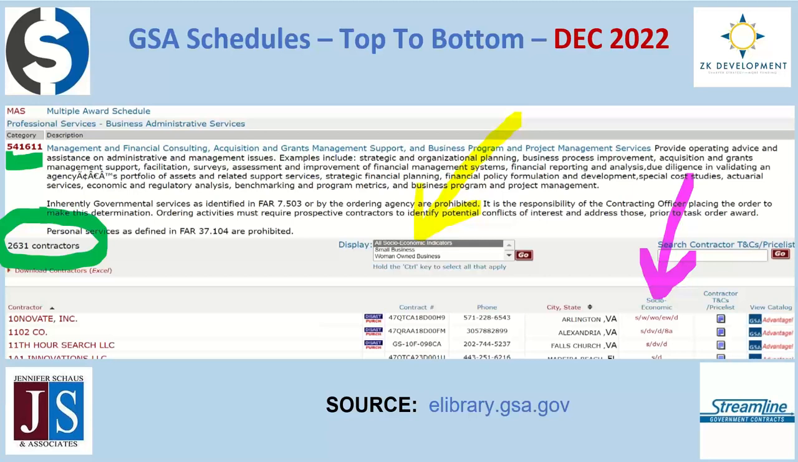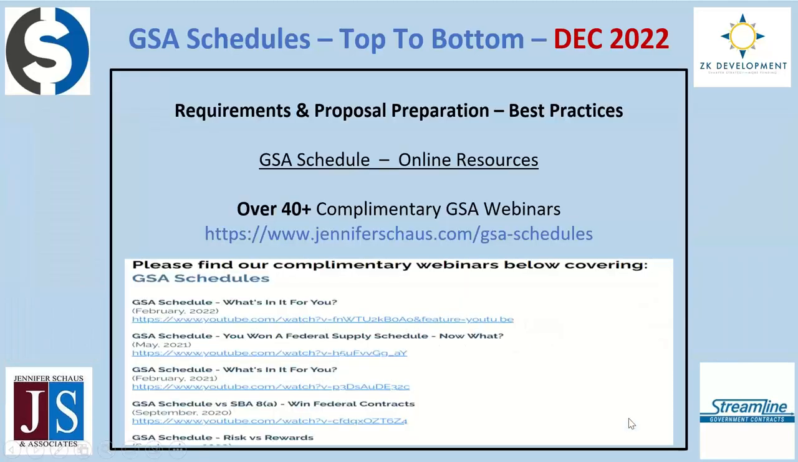So again, use this data. This is a free website through the eLibrary.gsa.gov to get this data. Use the data to make your decisions. On our website, we've got over 40 complimentary webinars on GSA schedules, everything from pricing to subcontracting through the schedule, mentor-protege, joint venture agreements through the schedule. They're all on our website, and this is where today's recording will be posted.